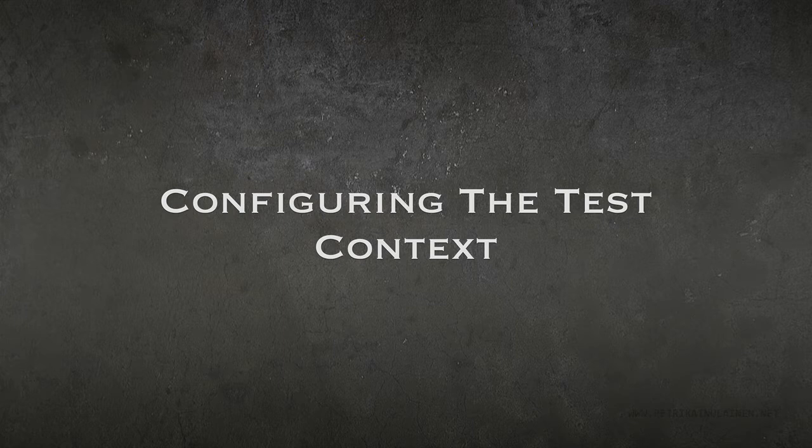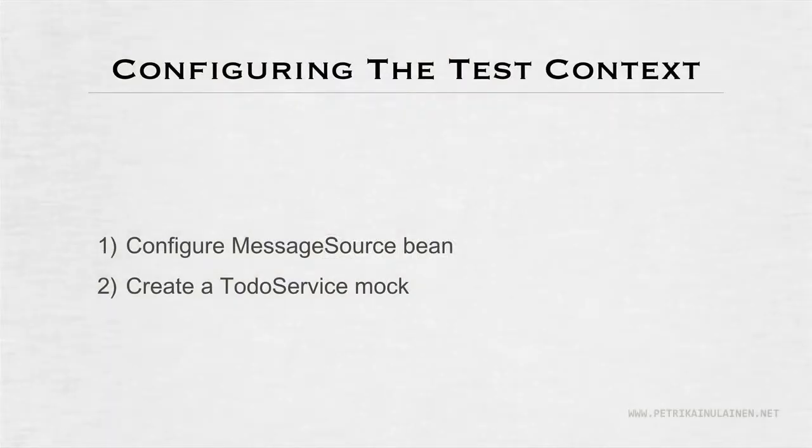Let's move on and find out how we can configure our test context. We can create the application context configuration for our tests by following these steps. First, we have to configure the message source bean. This bean is used by the to-do controller class and Spring MVC. The reason why we have to do this here is that this bean is configured in the main configuration class of our application context configuration.